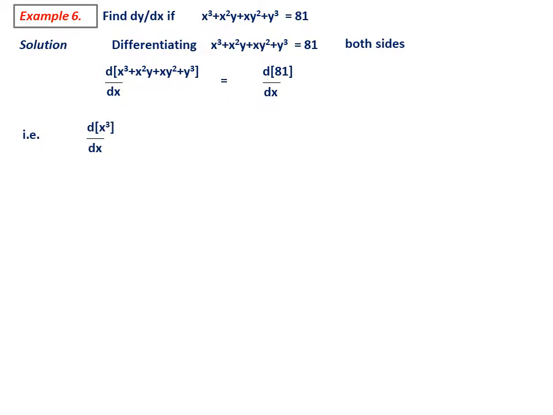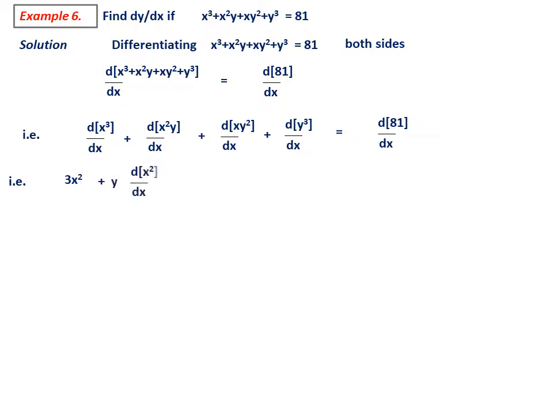Then now the first thing is to separate them using the addition rule: d by dx of x cube, d by dx of x square y, d by dx of xy square, then d by dx of y cube, this equals 0. So even here, 0 you should have written, but I have written d by dx of 81 only. Now the first one is 3x square, you know that one. Then plus the second one, you have to use the product rule carefully. So here it is better to write them separately using all the steps, otherwise there may be a chance of error. Then plus, same thing, for the third term also you have to use the product rule.